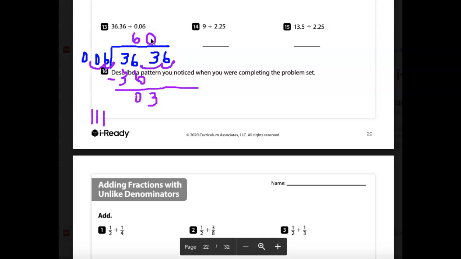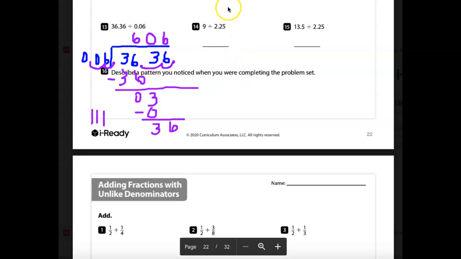So now we're going to multiply. 0 times 6 is 0. Now we're going to subtract. 3 take away 0 is 3. Now we bring down our 6 and we have 36. And it's just like here. How many groups of 6 can you make in 36? You can make 6. So our answer is 606.